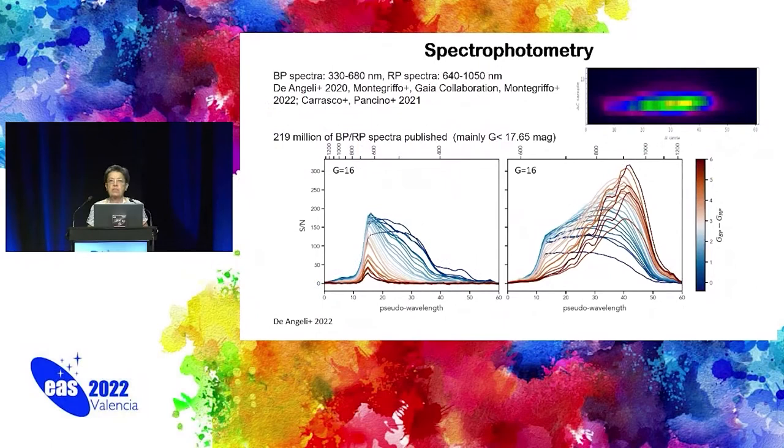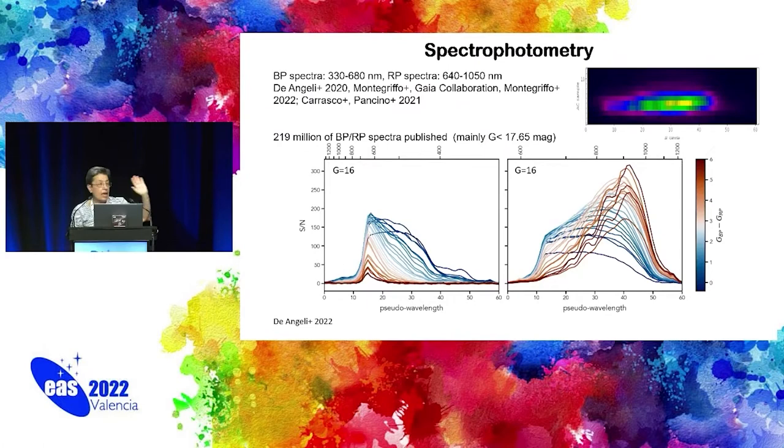Now we move to the spectrophotometry, which is this low-resolution spectroscopy. We have two prisms, one in the blue and one in the red, covering from 330 to 680 nanometers, and then from 640 to 1,000 nanometers, more or less. And then we have these spectra that you have in the top right. If you collapse them to one dimension, you have these structures, these shapes on the bottom part.